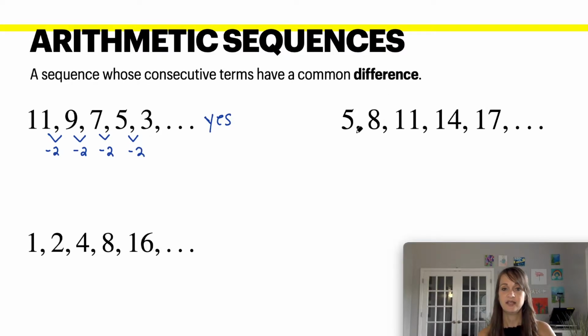This next one, from 5 to 8, you're adding 3. Well, 8 to 11, you're still adding 3, still adding 3. So this would also be a yes. It is an arithmetic sequence.